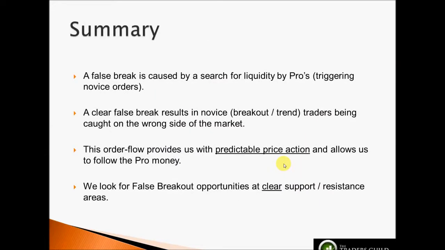So a quick summary on that. A false break is caused by the search for liquidity. A clear false break involves traders being caught on the wrong side of the market, i.e. the breakout traders. This leads to predictable price action and allows us to follow the institutional and professional money. We're looking for false break opportunities that clear support resistance areas, and I mentioned why. I'm not going to get into more than that at this stage.